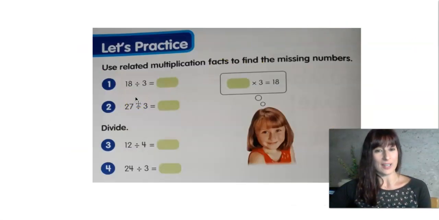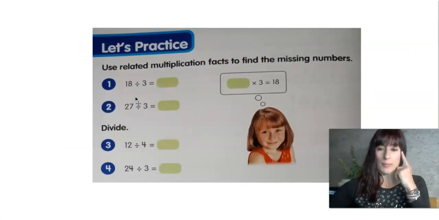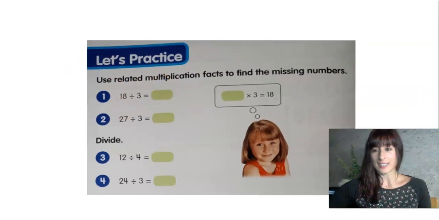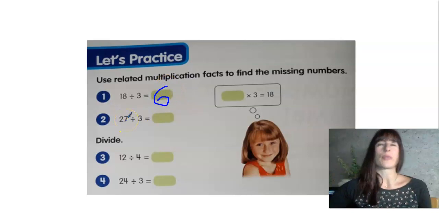We have here 18 divided by 3. Again, I'm going to ask myself, 3 multiplied by what number is 18? And the answer will be 6. Let's write number 6. 27 divided by 3.